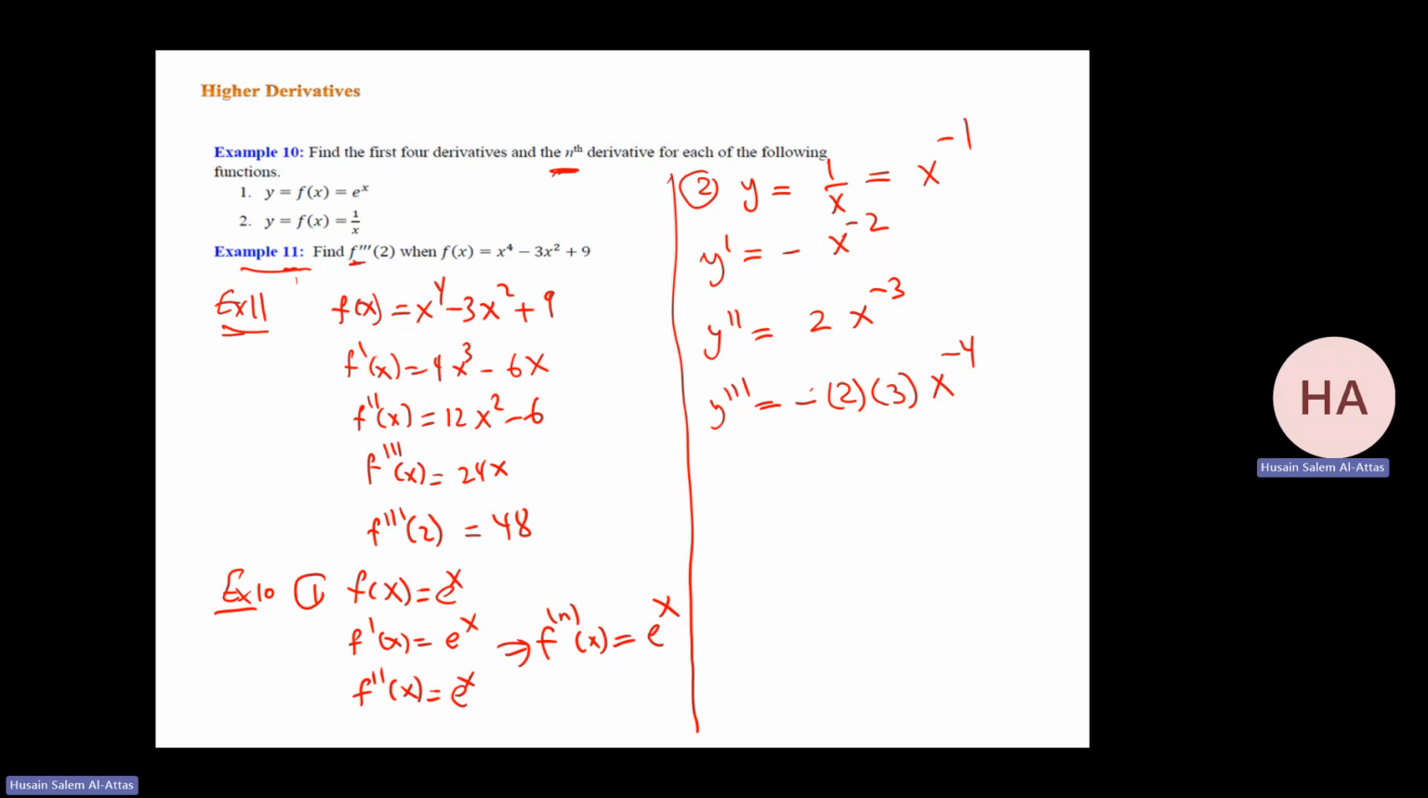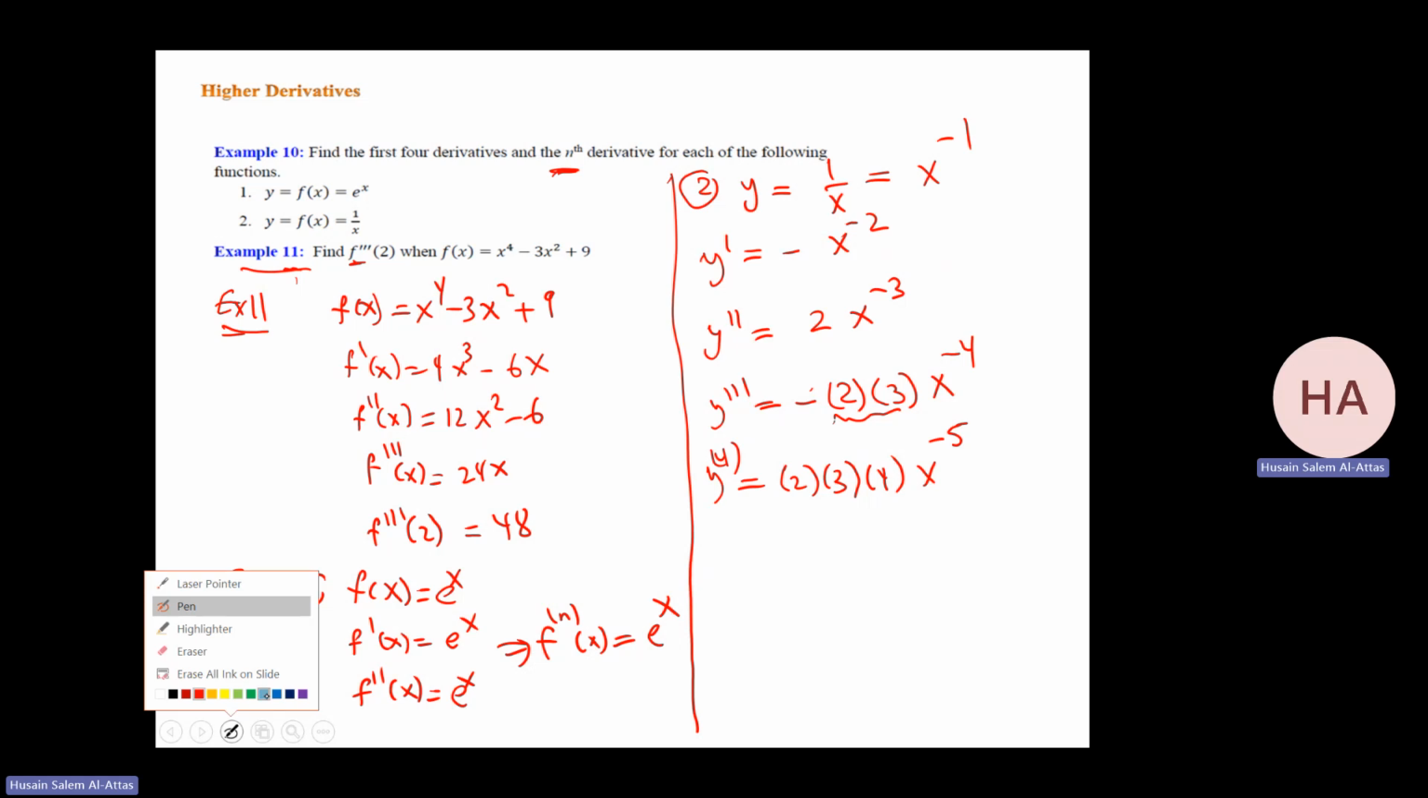If you do the multiplication, you will not see it easily, because I will deal with it as 3 factorial later. The fourth derivative will be minus times minus, that will be plus, so it will be 2, 3, 4, x to the power minus 5. Okay, now I think we can see the pattern. So let us try to figure out the nth derivative. We continue. What will be the nth derivative?